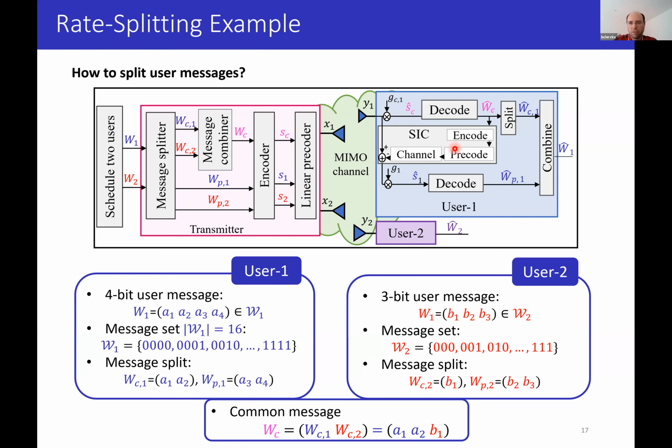And so each receiver, user 1, will decode the 8 PSK symbol. And from there, we'll retrieve the bits. User 1 will retrieve the bits that are intended for himself, so WC1. We'll retrieve those 2 bits, A1 and A2, and we'll discard B1 because that's not something he's interested in.